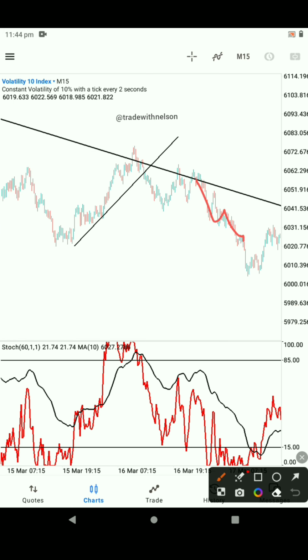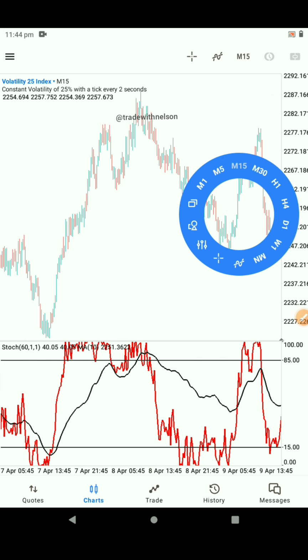You can see over here and hit our TP. Hope you understand what I'm saying. So let me go to the volatility 25 and also show you an example over there. So what do you do first?